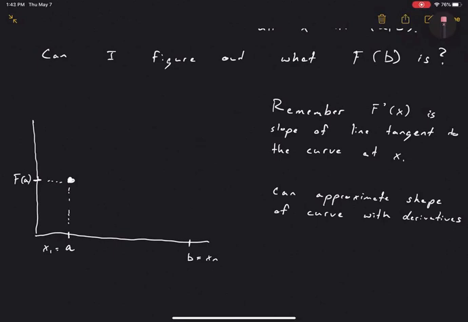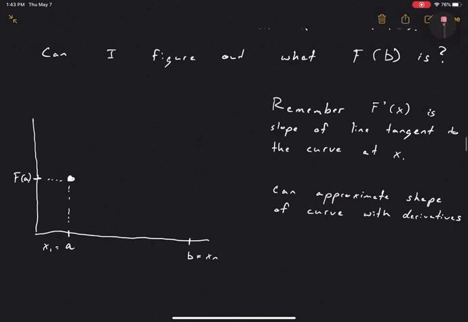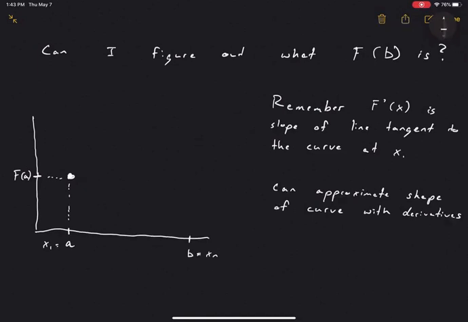Okay, so let's look at our function here. Let's say I know F(a) is right here. And I know the derivatives everywhere on this interval. Is that enough information to figure out where F(b) is? Can I kind of reconstruct my graph from this information? Well, let's start by doing an approximation.